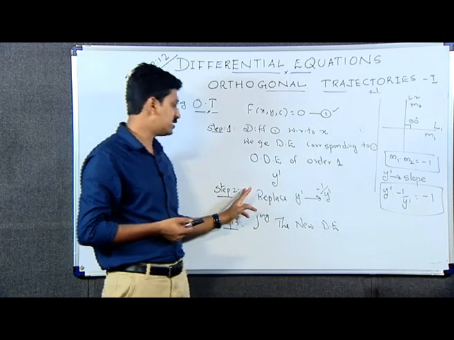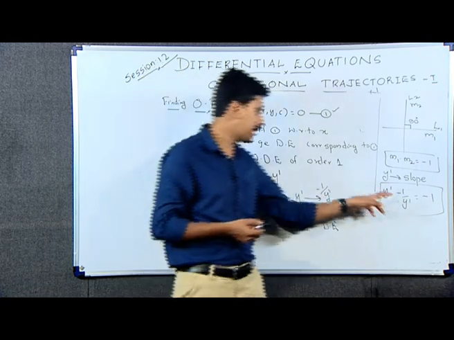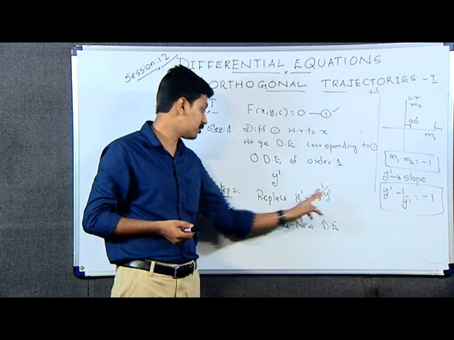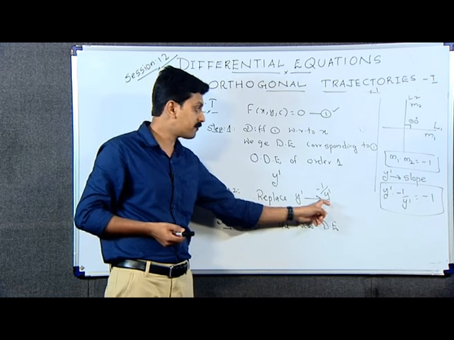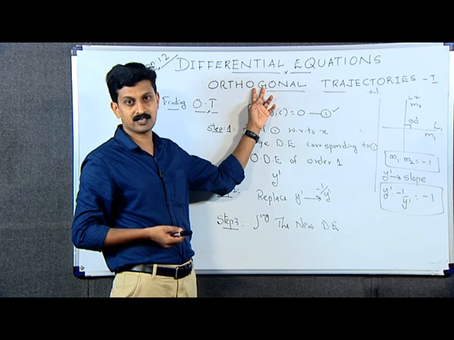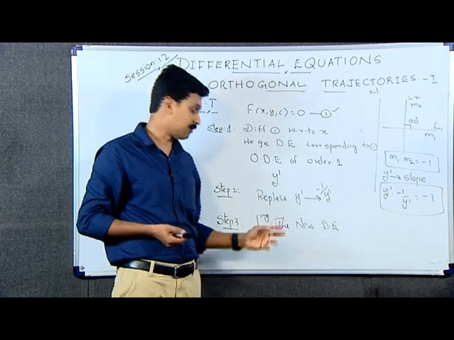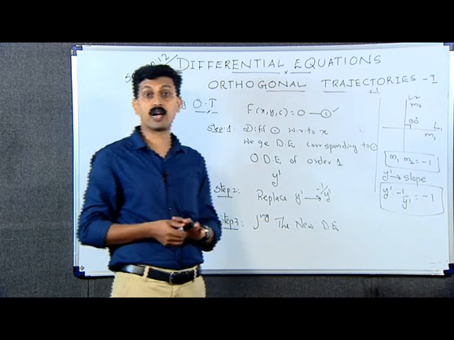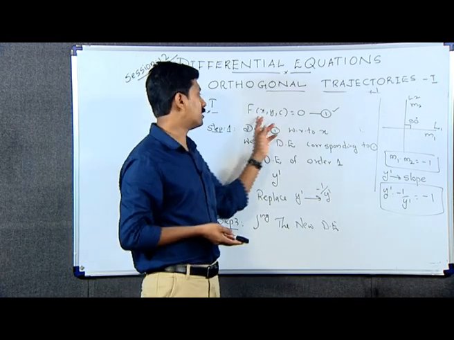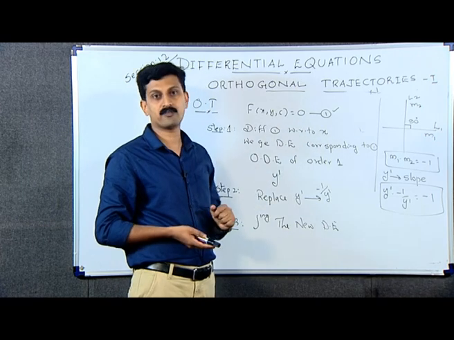After getting this differential equation, we just replace y dash with minus 1 by y dash, because y dash into minus 1 by y dash is equal to minus 1. So, now we have got a new differential equation, which corresponds to the orthogonal trajectory. While solving that new differential equation, solving means we are integrating, we will have a new family of curves which are orthogonal to the family of curves 1. That is what is called the orthogonal trajectory of the given family of curves.